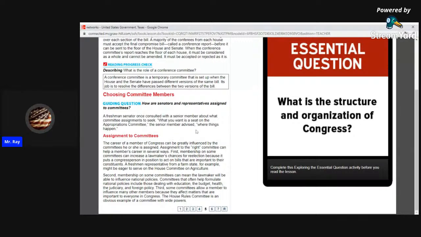How do you choose members? Well, we already said that the speaker is mostly the one, but the leaders are the ones that pick their committee members.